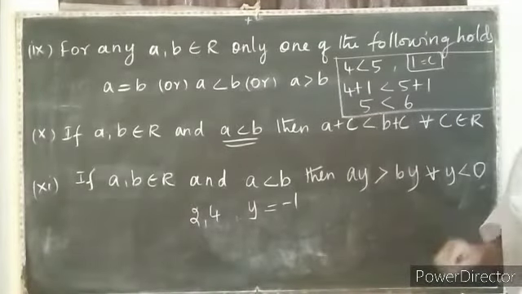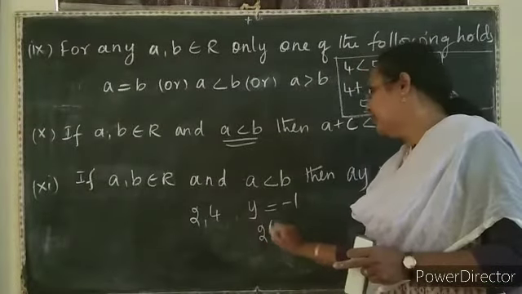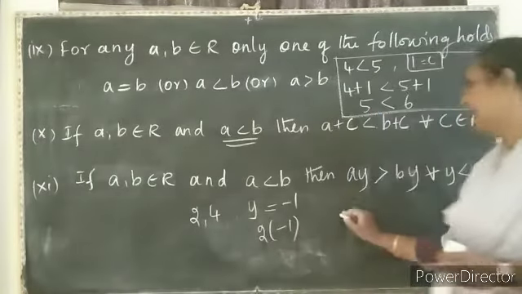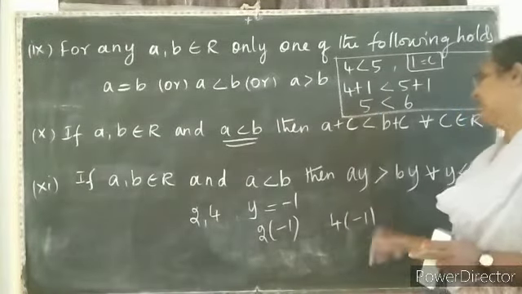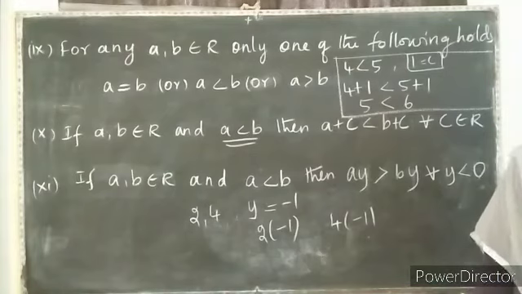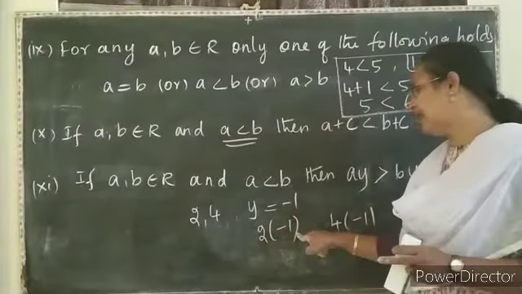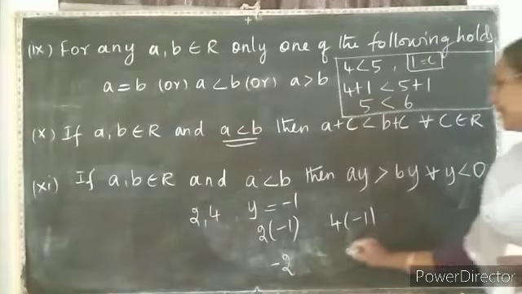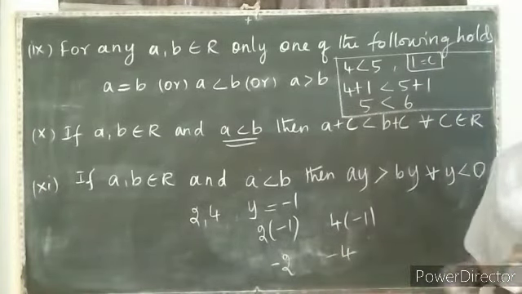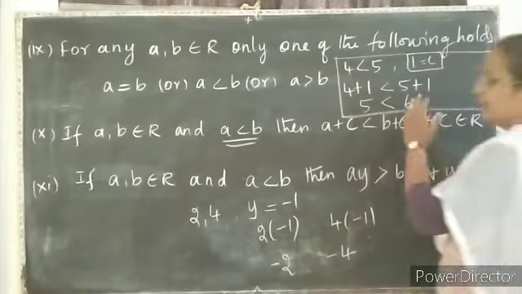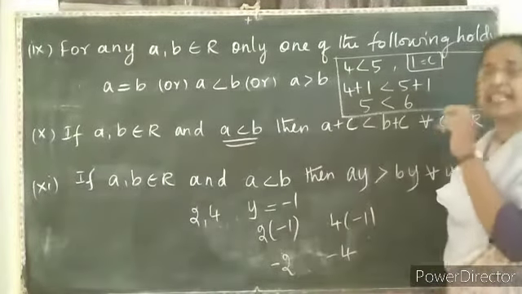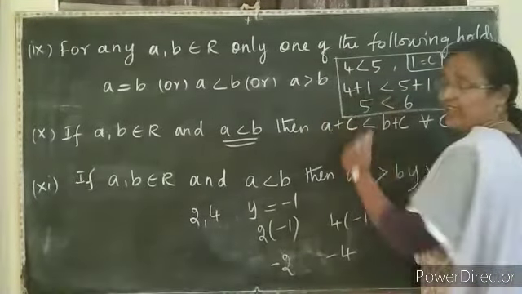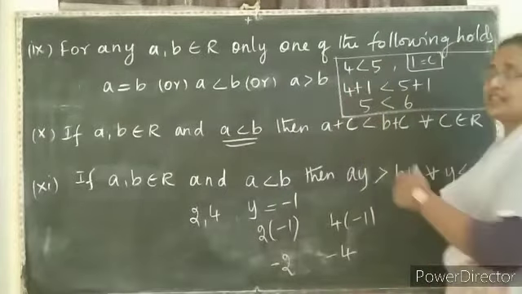Okay. Now let's check. Now I am going to multiply 2 into minus 1 and 4 into minus 1. Now what is 2 into minus 1? It is minus 2. What is 4 into minus 1? It is minus 4. We know that, isn't it? On the right hand side of the 0, when the numbers go this way, it gets reduced.